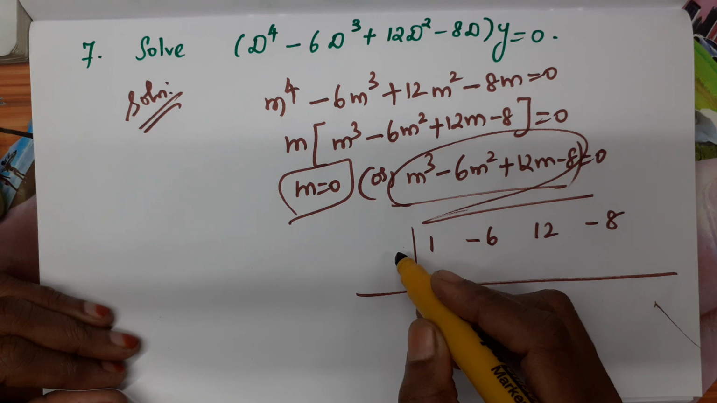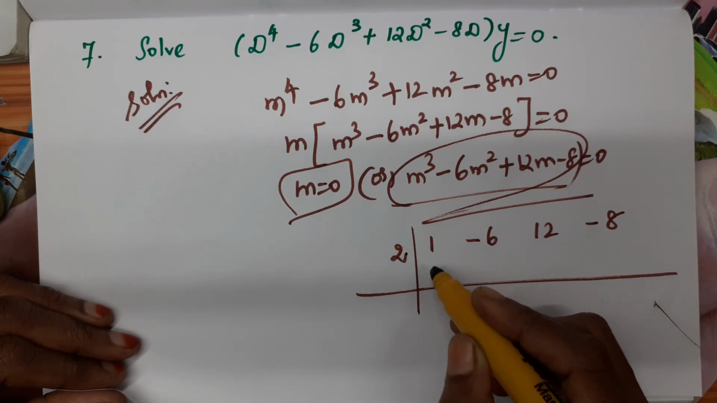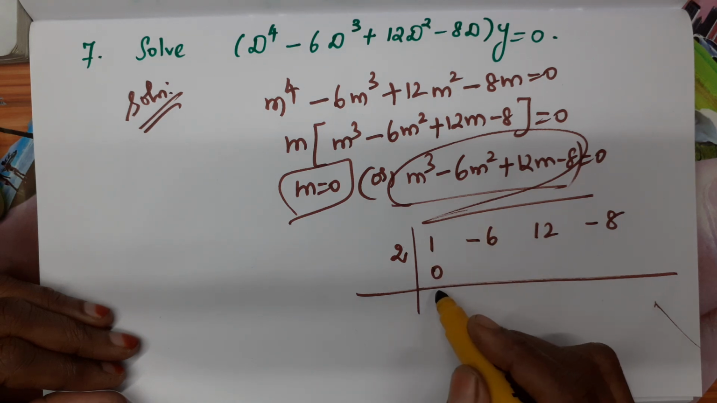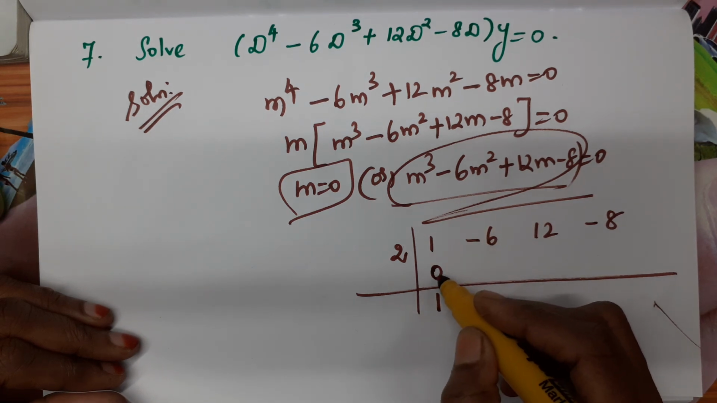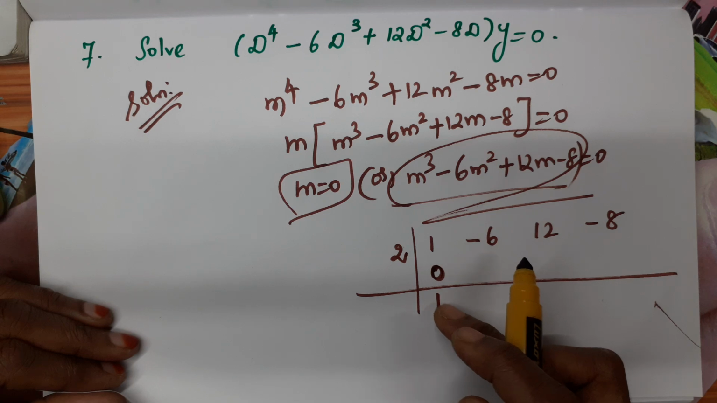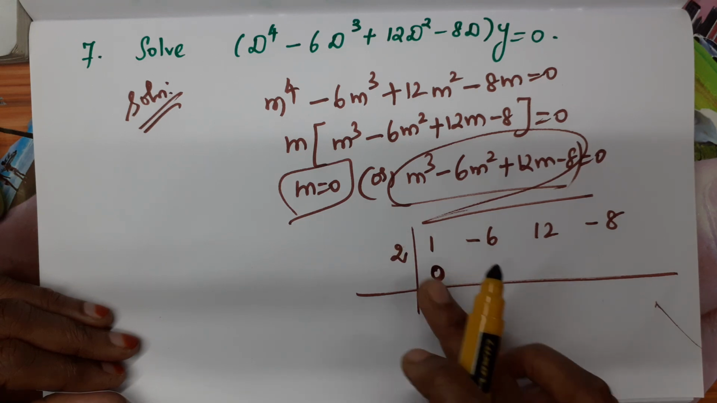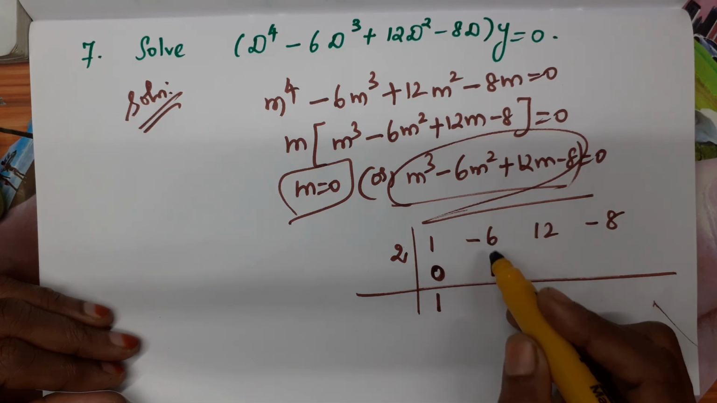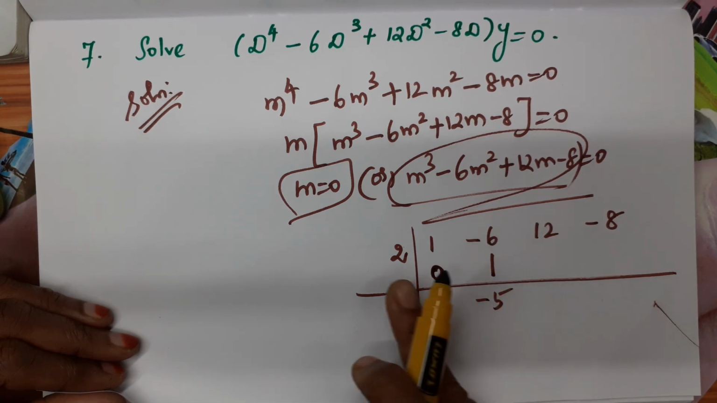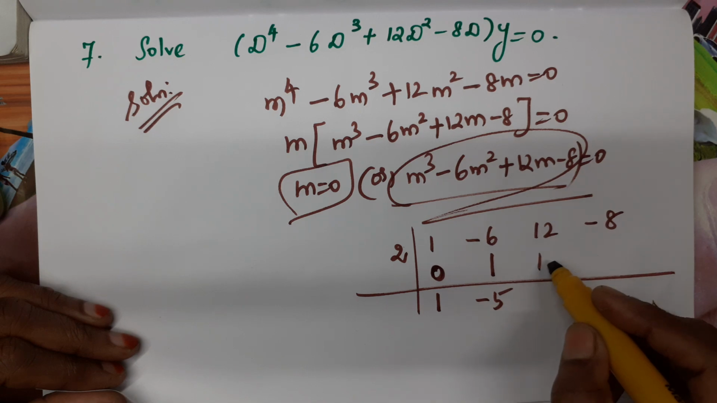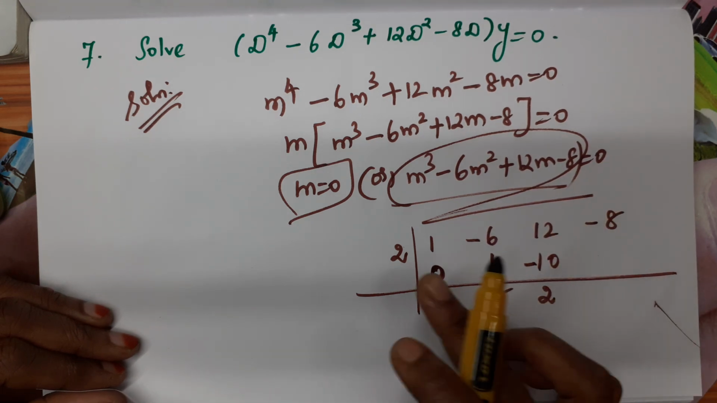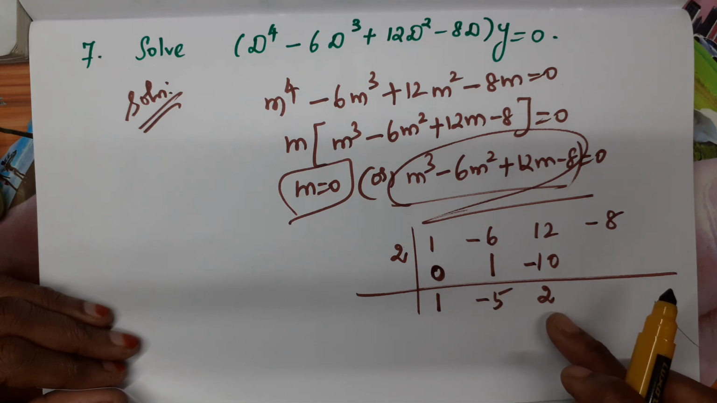So I'm going to start with 2. First I have to take 0, then add these two: 1 plus 0 is 1. Then we have to multiply these two: 2 into 1, it is 2. Now we have to add these two: minus 6 plus 2 is minus 4. Then 2 into minus 4, it is minus 8.